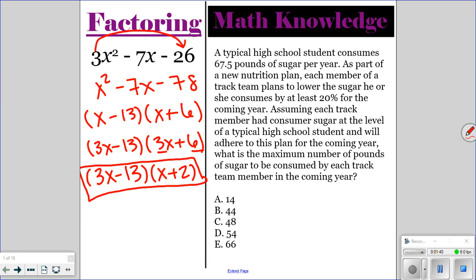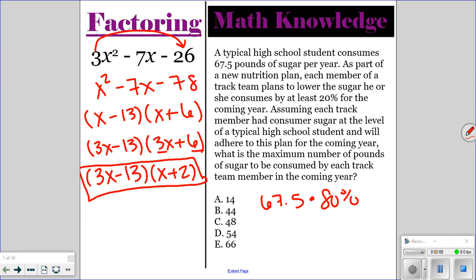For the math knowledge question, we typically consume 67.5 pounds of sugar every year, and they want to lower it by at least 20%. So we want to know how much sugar they're going to consume next year. So if they're going to lower it by 20%, they're still going to be consuming 80% of this sugar.